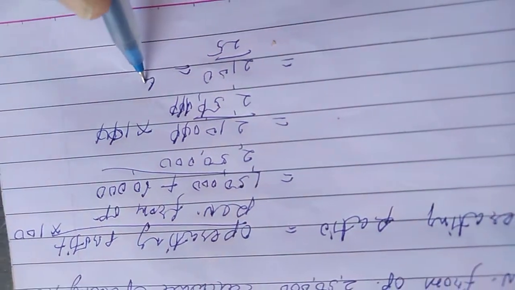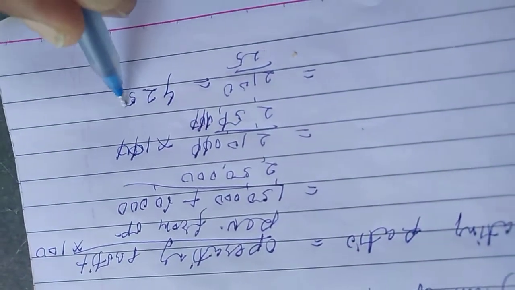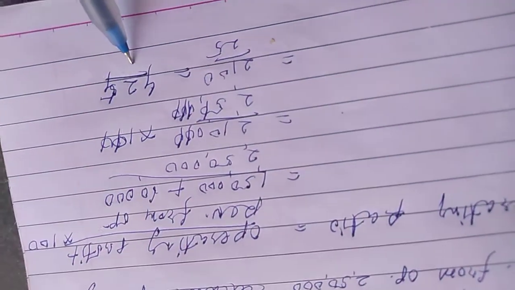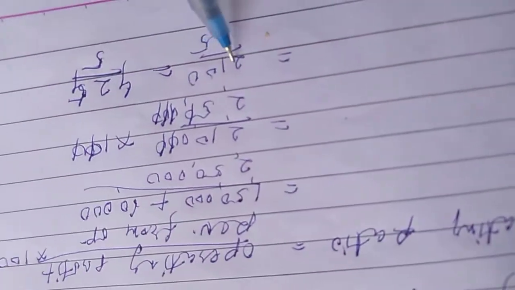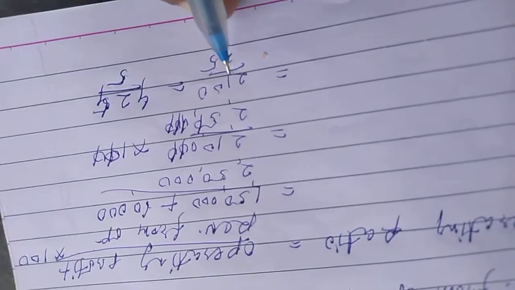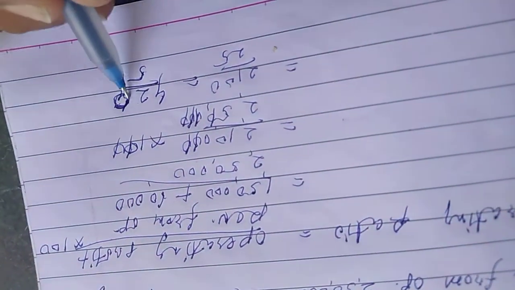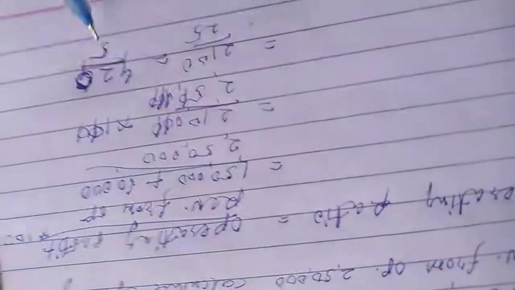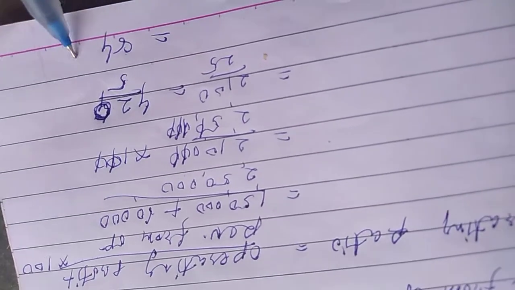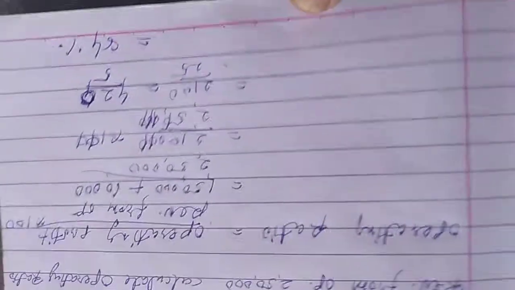Five fours are 20, five eights are 40, so 420 upon 5. Five eights are 40, five fours are 20. So 84%. 84% is the operating ratio.